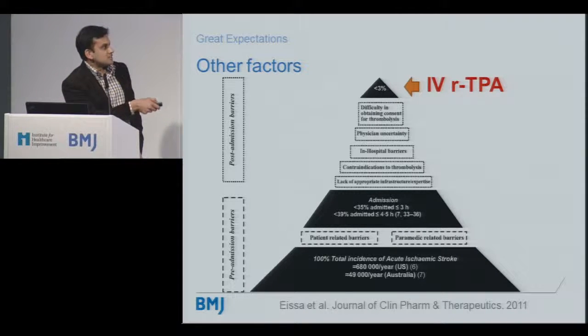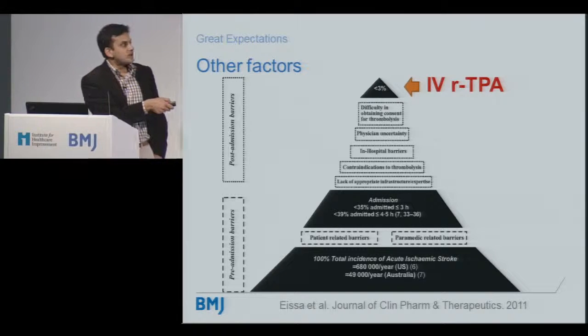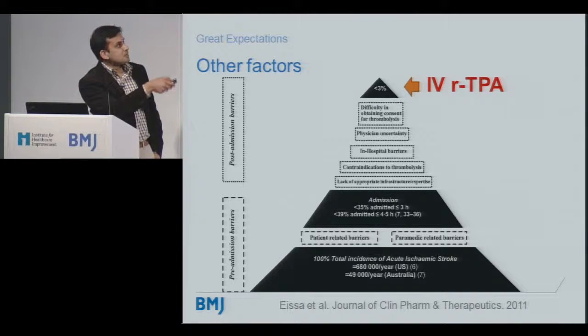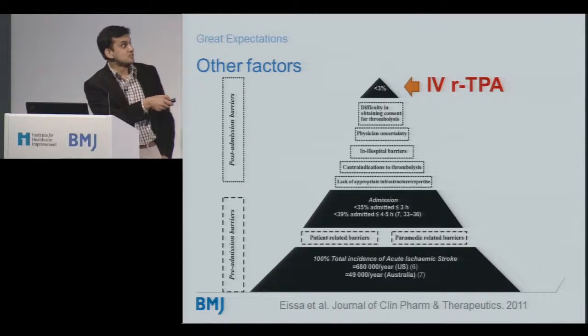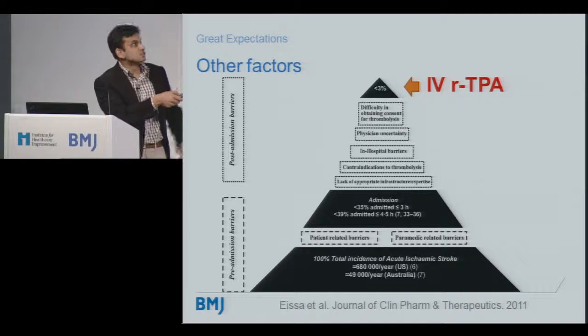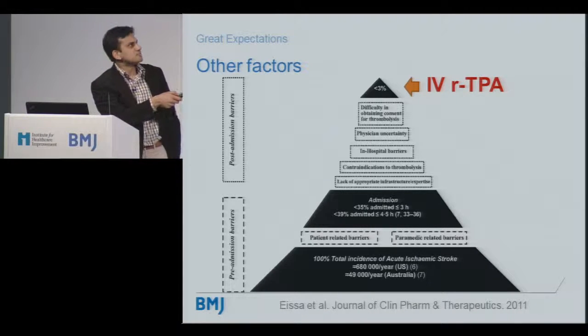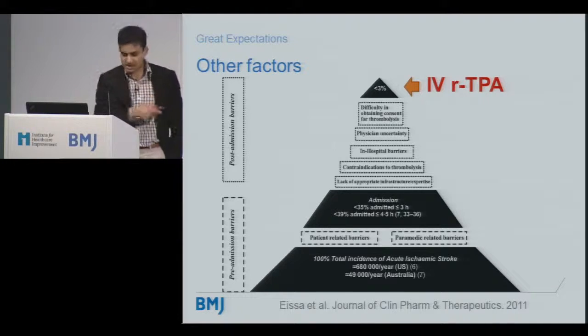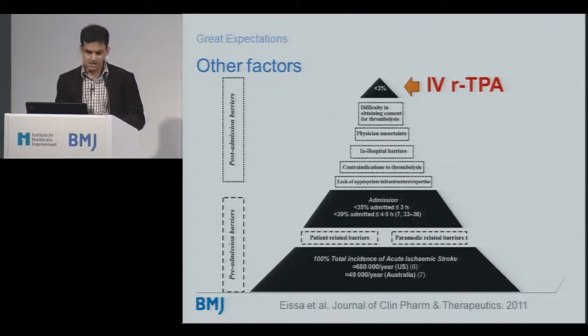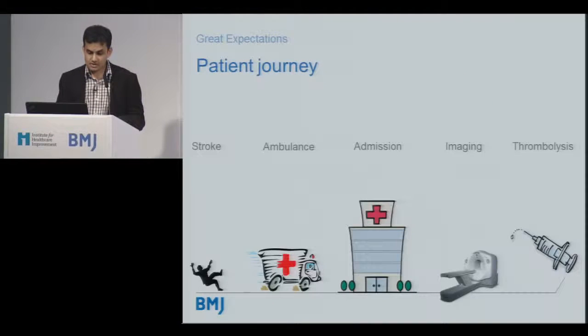So firstly, just getting into hospital, only a third of patients get into hospital within 3 hours. And there's barriers related to the patient, barriers related to paramedics. Then once they get into hospital, only about 1 in 10, 1 in 11 of them make it up to thrombolysis, and there's lots of other barriers there. So there's lack of infrastructure, lack of physician expertise in hospitals. Contraindications, okay, so those are medical contraindications. This has been vaguely defined as in-hospital barriers, and physician uncertainty comes up again there. So there's multiple barriers. That's essentially what that shows.